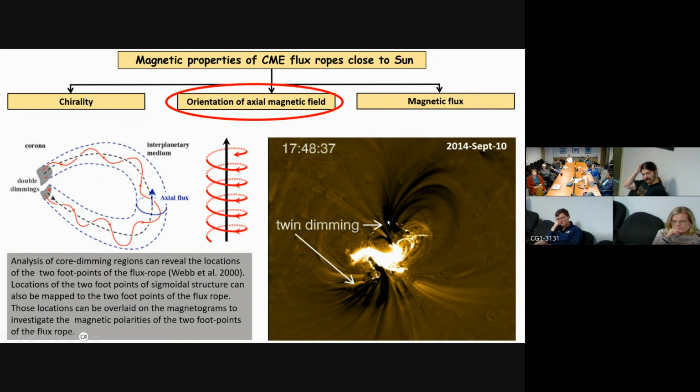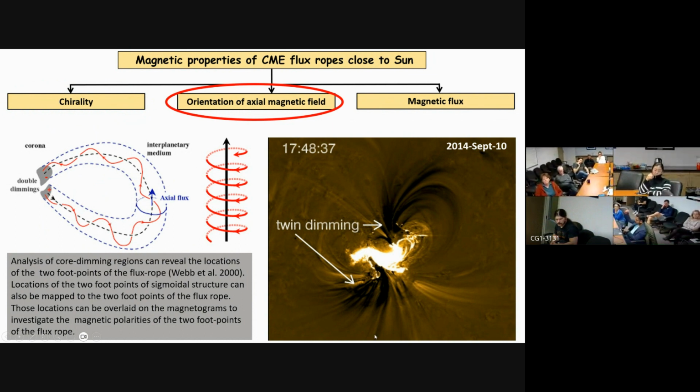Once you identify these two locations, you also have the associated magnetograms. You can overlay these two locations on top of a magnetogram, and you get to know the magnetic polarity of these two particular locations. Once you know the magnetic polarity, if this is positive and this is negative, then it is coming from plus to minus. So the orientation is almost southward.